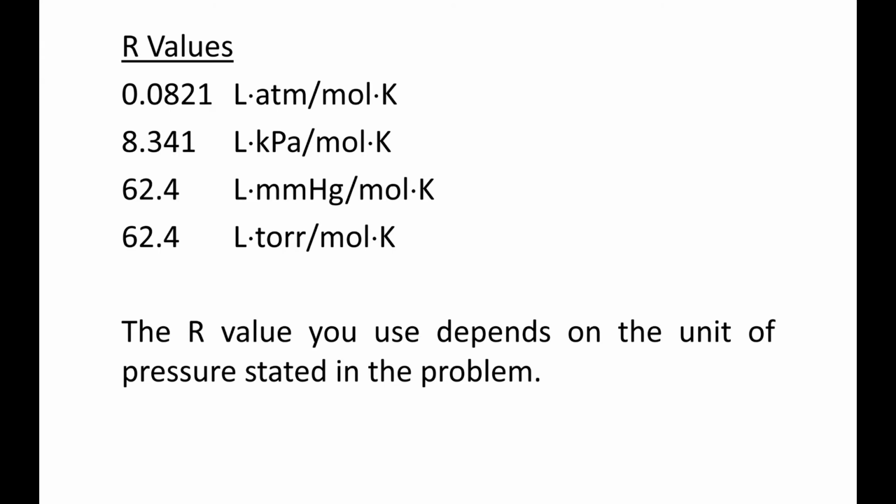So here are your R values. You have 0.0821. Now notice these units. This is the one you're going to use if your pressure unit is atm. If your pressure unit in your problem is kPa, you're going to use 8.341. If it's millimeters of mercury or torr, you're going to use 62.4. When you read the problem, you either are calculating pressure and it will tell you what unit, or you'll be given a pressure, and whatever unit that pressure is in tells you what R value to use.